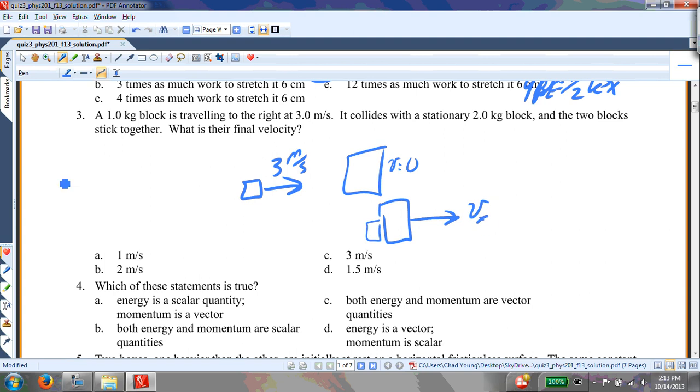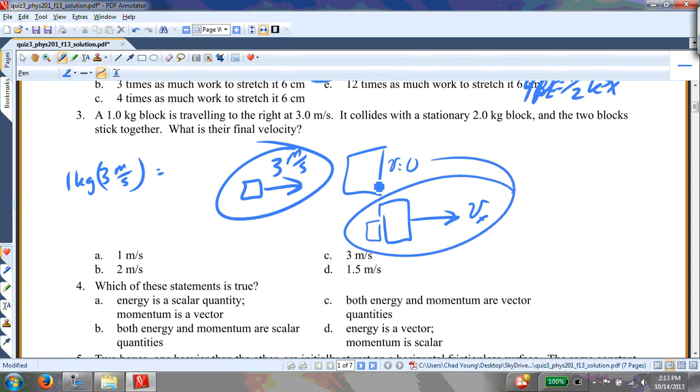Alright, this is a simple momentum problem, conservation of momentum. The initial momentum is just this block. That's going to be 1 kilogram times 3 meters per second. And that's going to equal the final momentum of this set of blocks, which is going to be 1 plus 2, or 3 kilograms, the mass of these two blocks combined, times VF. And VF then is equal to 1 meter per second. That is A for number 3.